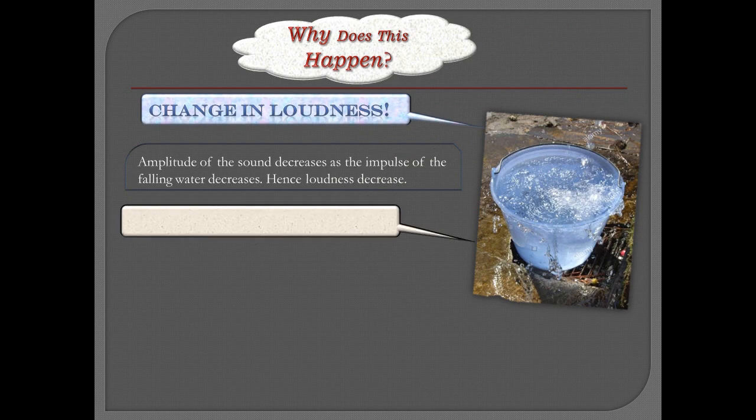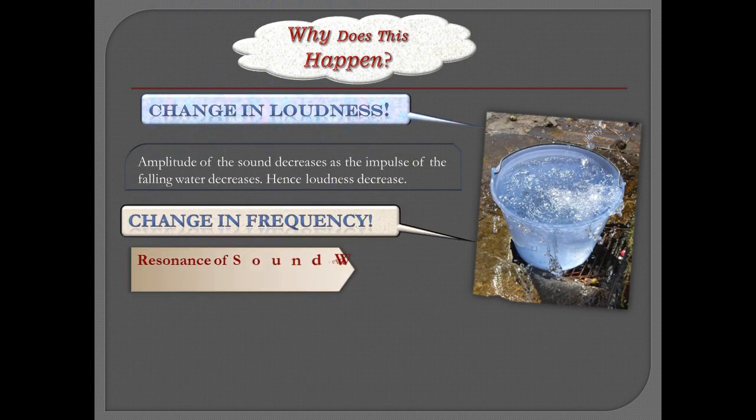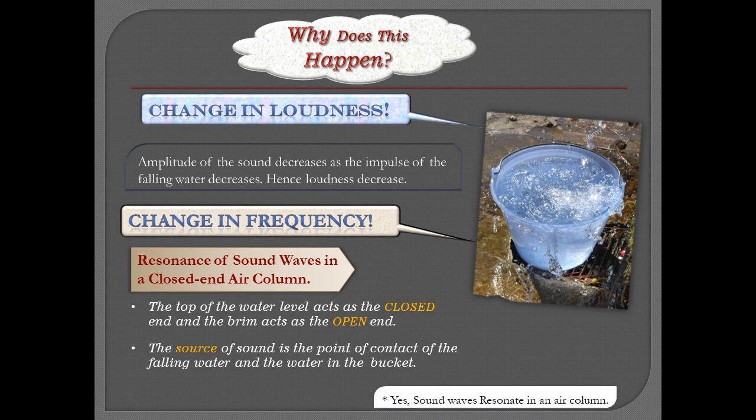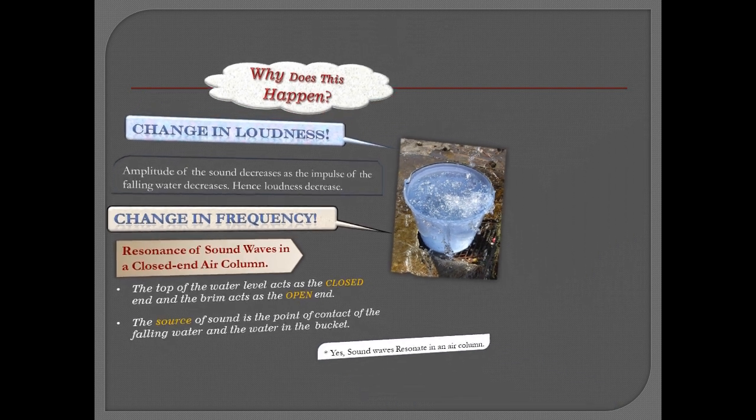Now let's see what causes the change in frequency of the sound. The frequency of the sound follows the change according to the principle of resonance in a closed-end air column, where the top of the water level acts as the closed end and the brim acts as the open end, and the source of the sound is inside the container, that is, the point of contact of the falling water and the water in the bucket.